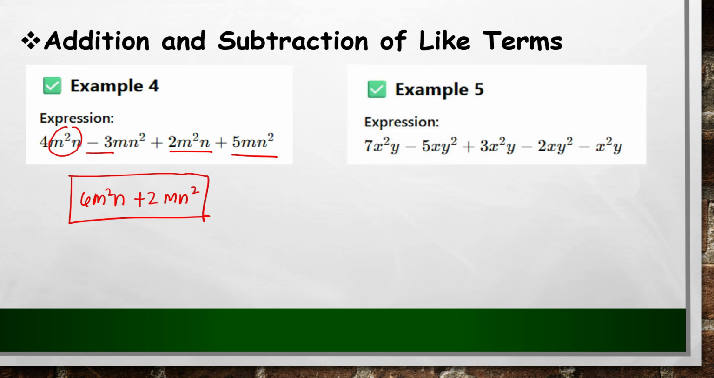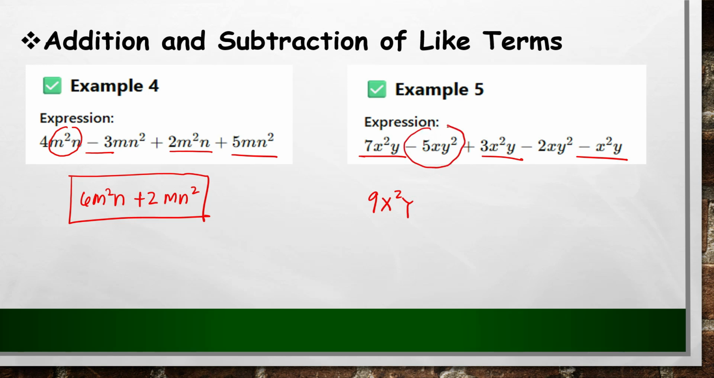Alright, so for number 5, we have 7x squared y. Okay, let's find a term similar to that. I think this is similar to this term because of the x squared y. And at the same time, we have 3 terms here that are similar. So that negative x squared y. So this is 7 plus 3, which is equal to 10 minus 1. So that's 9x squared y.